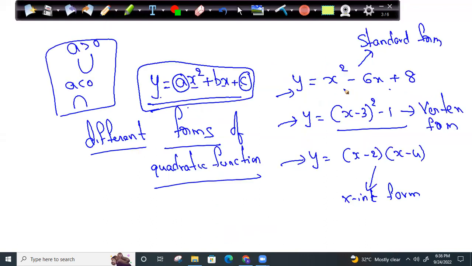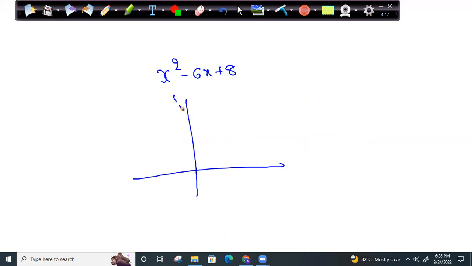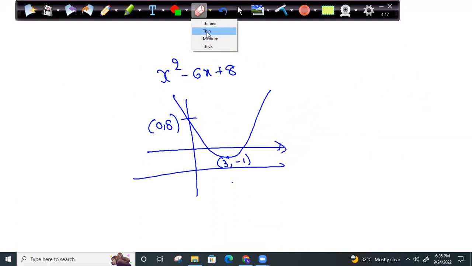Before, I wrote one question, x square minus 6x plus 8, and I told you this is the vertex. Let me take the same question. x square minus 6x plus 8. You try to graph this function. I don't have a graphic calculator, but I can draw it in seconds. I have a technique, and I'll teach you the same technique now. So this point is 0, 8. This point is 3. When x is equal to 3, 9 minus 18 plus 8 is minus 1. Actually, the graph should come down here. Now it is correct.